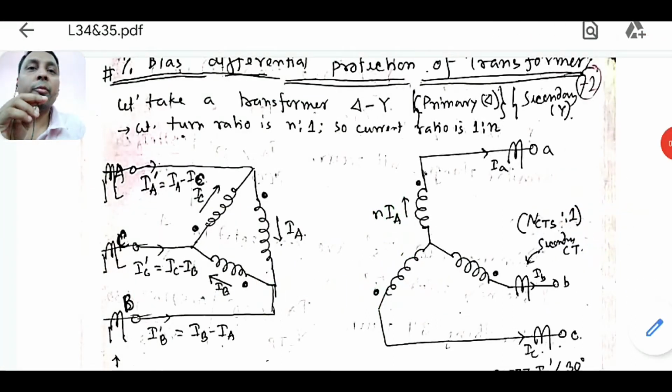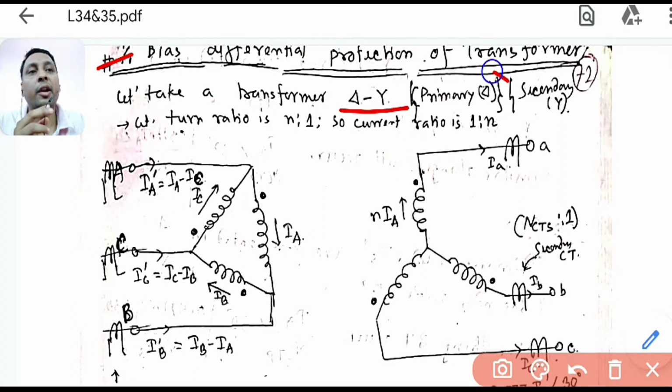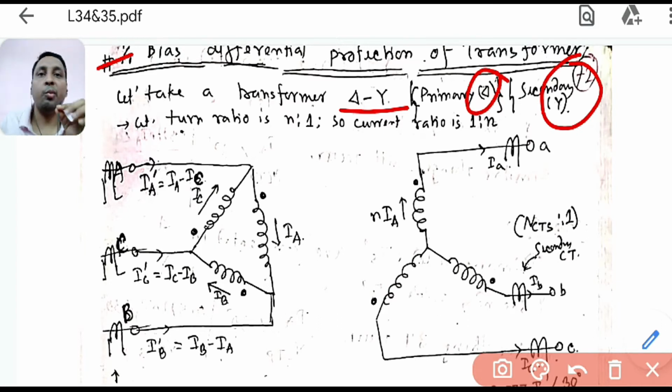Okay students, welcome to lecture 35 of this series. Today we are implementing the percentage bias differential protection scheme. For that, let us take a delta-star transformer. On the primary side I have taken delta and on the secondary side I have taken star. Let the turn ratio be n:1.